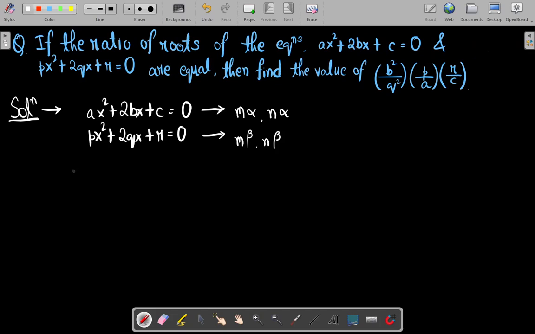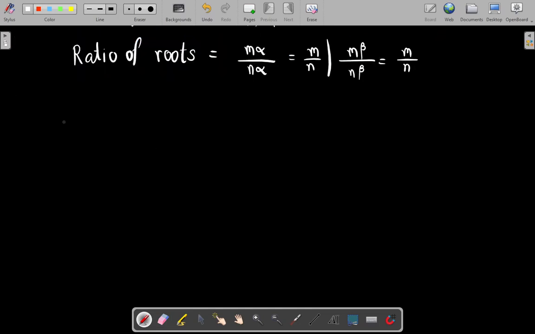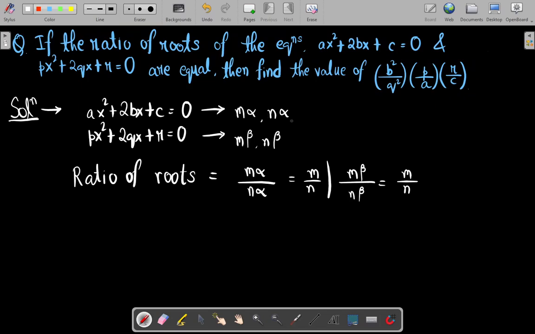Then the ratio of roots for the first equation is mα by nα, which is equal to m upon n, right? And for the other equation it is mβ upon nβ, so this is again equal to m upon n, right? So if I take this pair of roots, the ratio of the roots of both equations are equal to m by n.